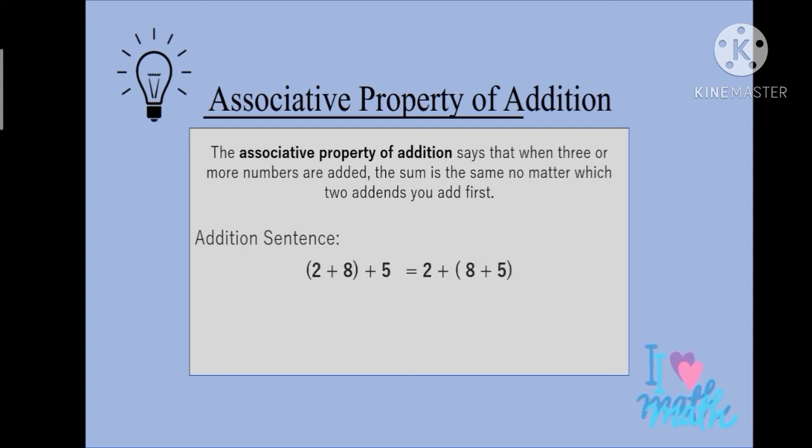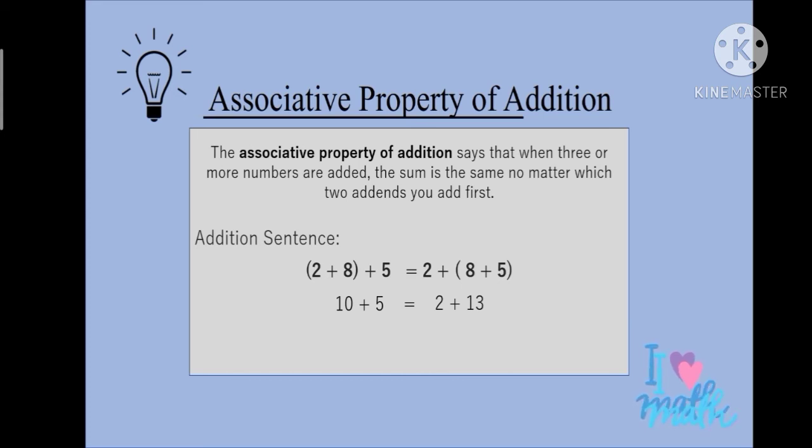So you will see on the left side, 2 and 8 are enclosed with a parenthesis and 5 is separated. On the other side, 8 and 5 is enclosed with a parenthesis and separated by 2. And it looks like this. So 2 and 8 is 10, then added to 5. On the other side, we have 2 added to 8 and 5 is 13.